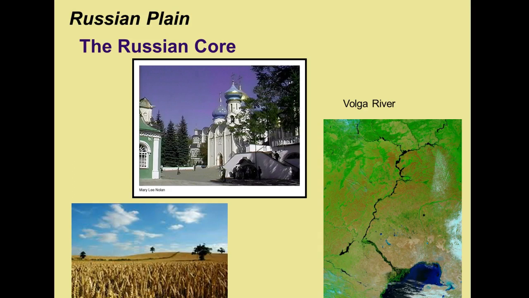And then we get into the Russian plain, which is going to include the heart of the grain growing region, the heart of the population and cultural center of Russia, and the Volga River is one of the dominant physiographic features. Here you see it traveling southward through the Russian plain to the Caspian Sea.